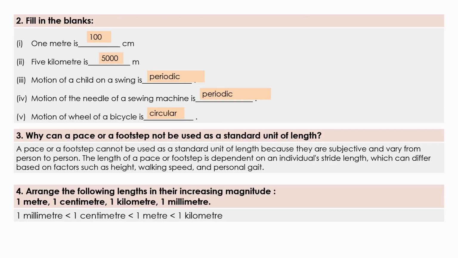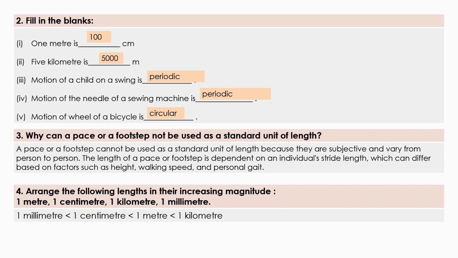Question number 2. Fill in the blanks. 1 meter is 100 centimeter. 5 kilometer is 5000 meters. Motion of a child on a swing is periodic. Motion of the needle of a sewing machine is periodic. Motion of wheel of a bicycle is circular.